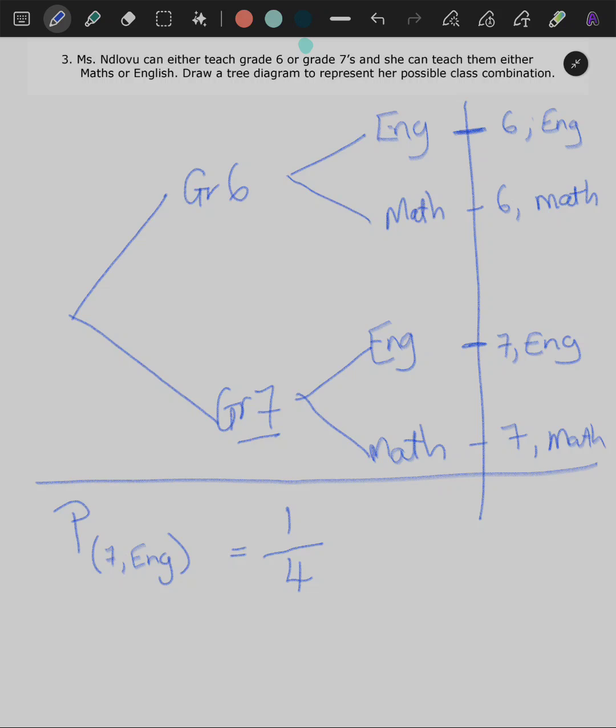Okay. If I ask you, what is the probability she will choose grade, let's not do 7, let's do 6. What is the probability she will choose grade 6? Nothing else, it doesn't matter about anything else, we're just worrying about grade 6.